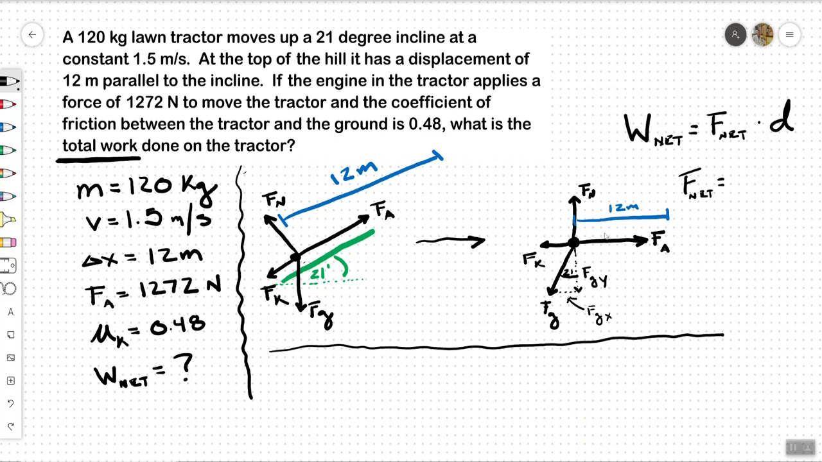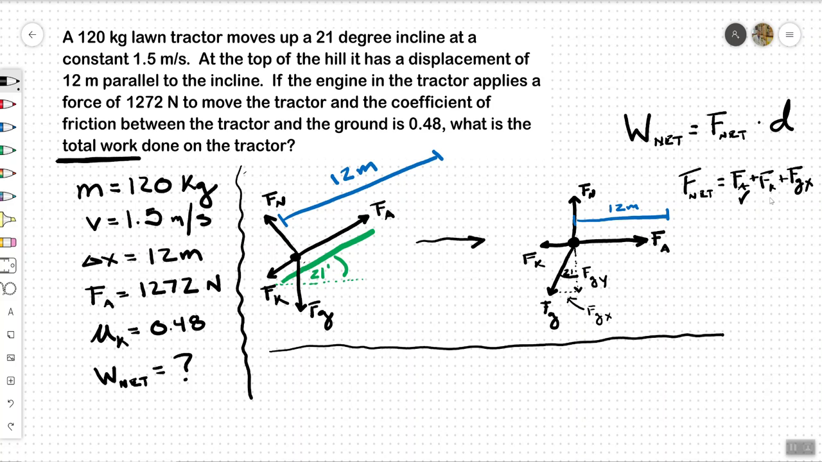Let's see, horizontal net force is going to be equal to the applied force plus, what else is horizontal? The force of kinetic friction plus, and now we need to remember this is a component, right? So force of gravity in the x direction. So I'm going to need to solve for all of those. Okay, so let's get to it. Force applied, we have, that is a check.